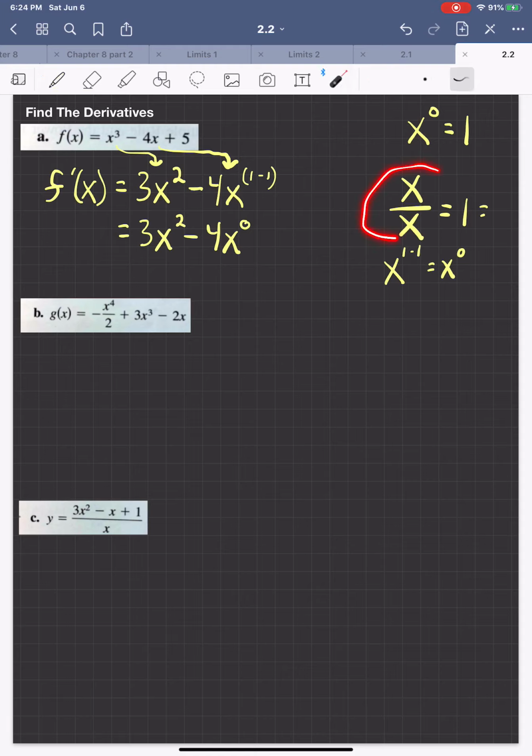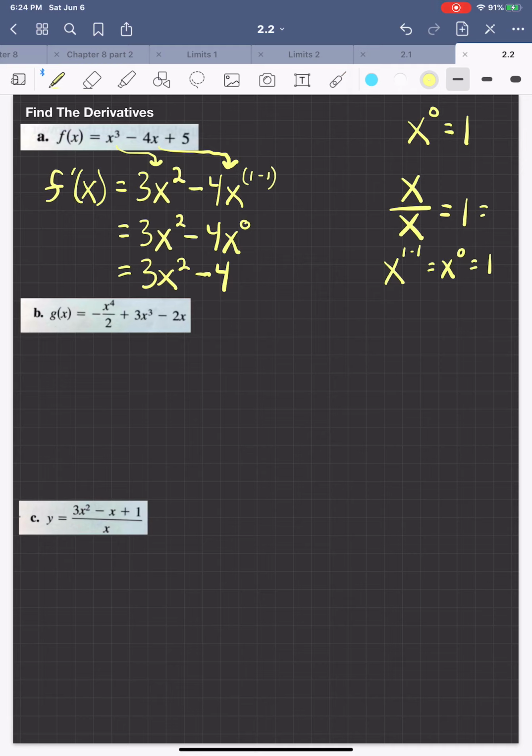So if you tell me that x divided by x is 1, then that also means x to the power of 1 minus 1, or x to the power of 0, must also equal 1. Okay? So you can bypass all these steps, and you can just write 3x squared minus, well, 4 times 1, or minus 4. Okay, so this is a good one to pay attention to, at least the very first term. How do you rewrite that so you can make your derivative easier?